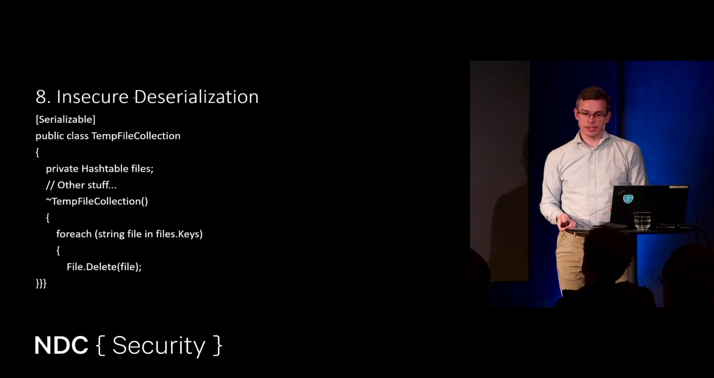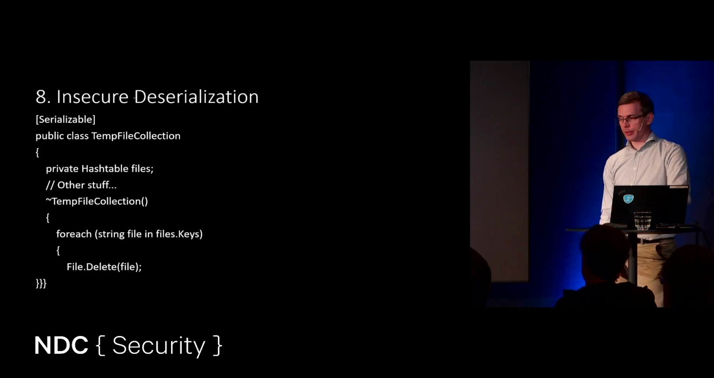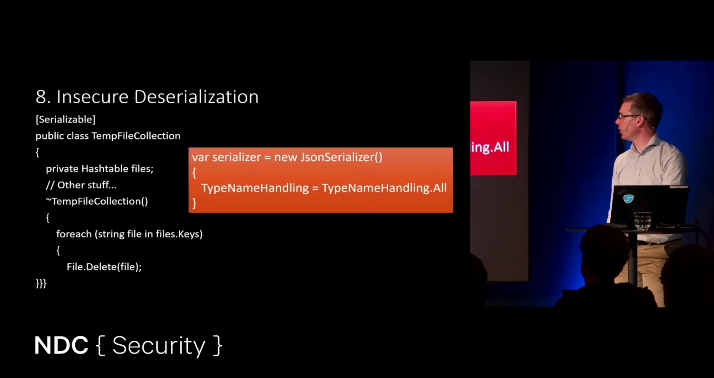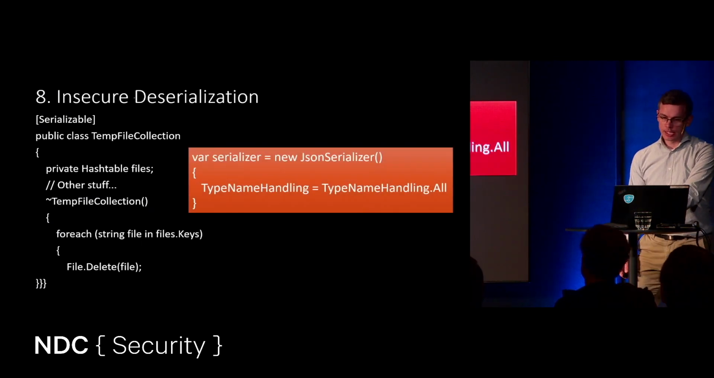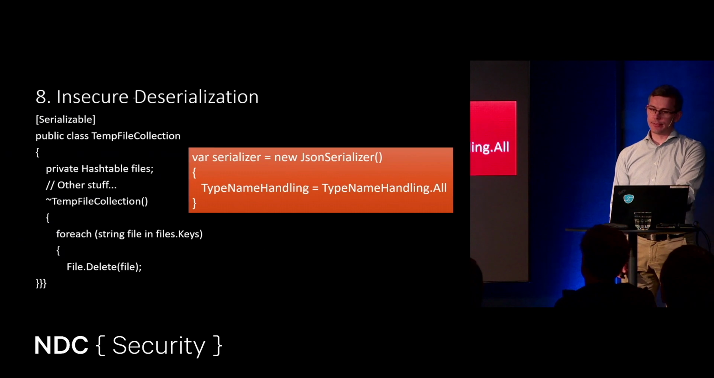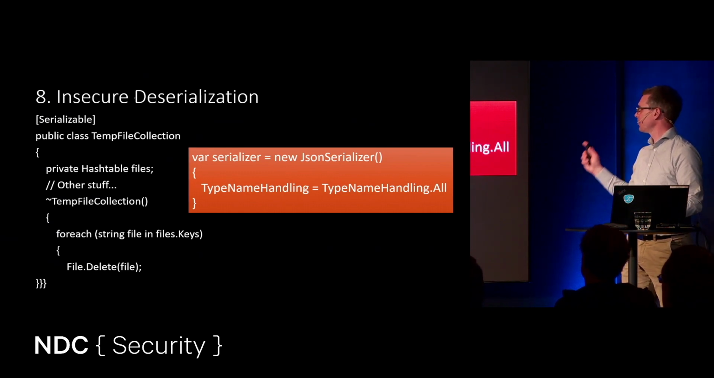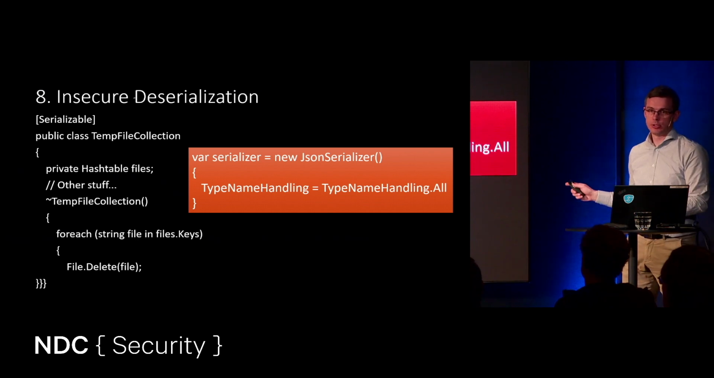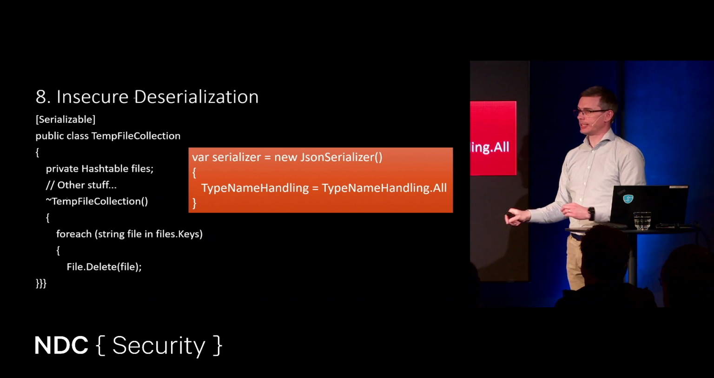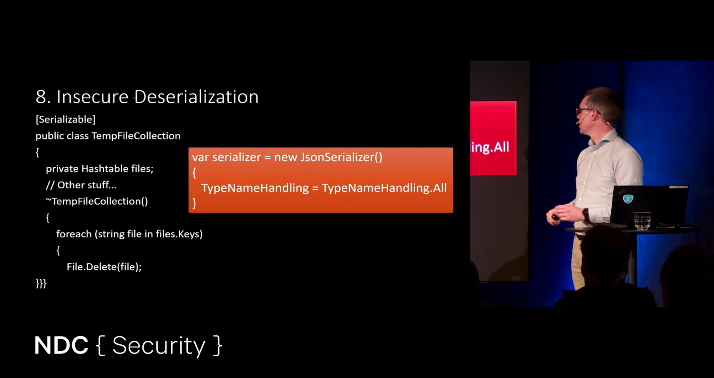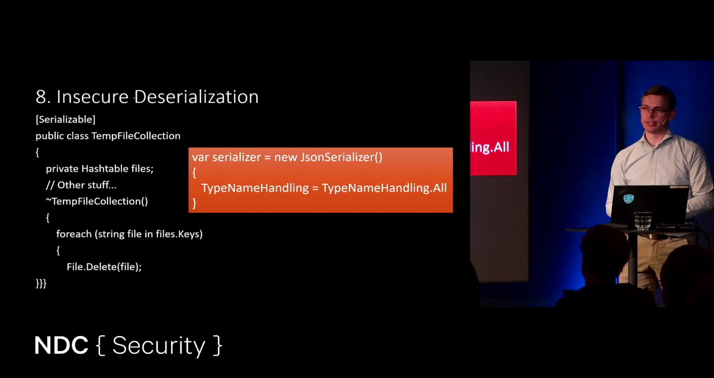And here is the only place in this presentation where I have this red box to be careful. If you ever, using the JSON serializer, switch on TypeNameHandling.All, you are vulnerable. Never ever deserialize untrusted data while allowing it to deserialize into any class.